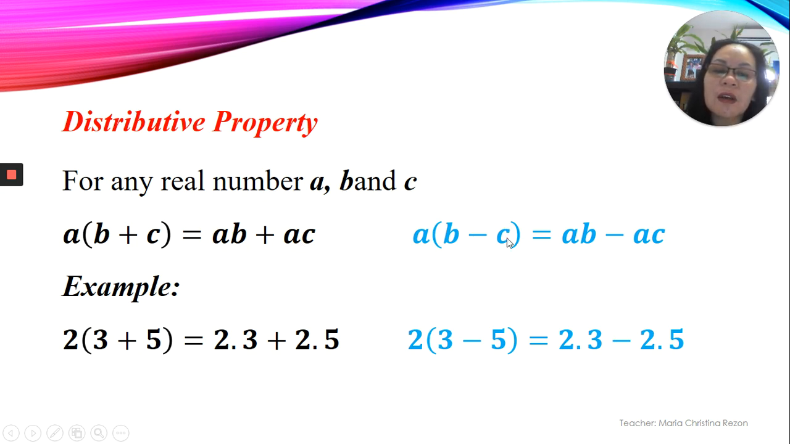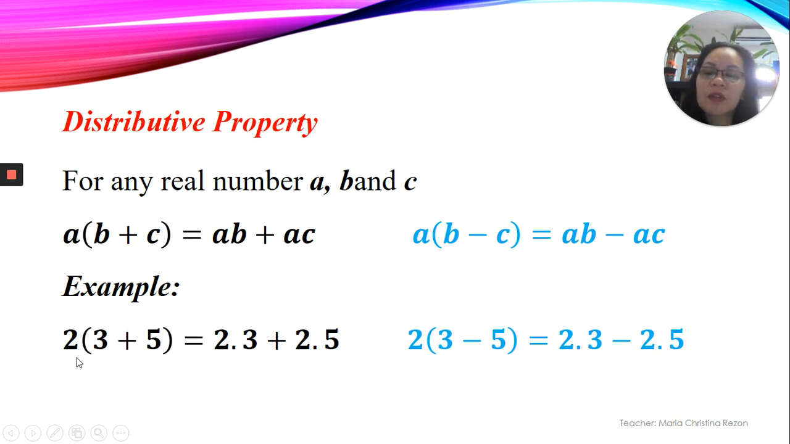Same through here. If you subtract, a times b minus c is just equal to a times b minus a times c. So you distribute a to b and then a to c. That is what it meant by distributive. From the word distribute, you are actually distributing the first component here.